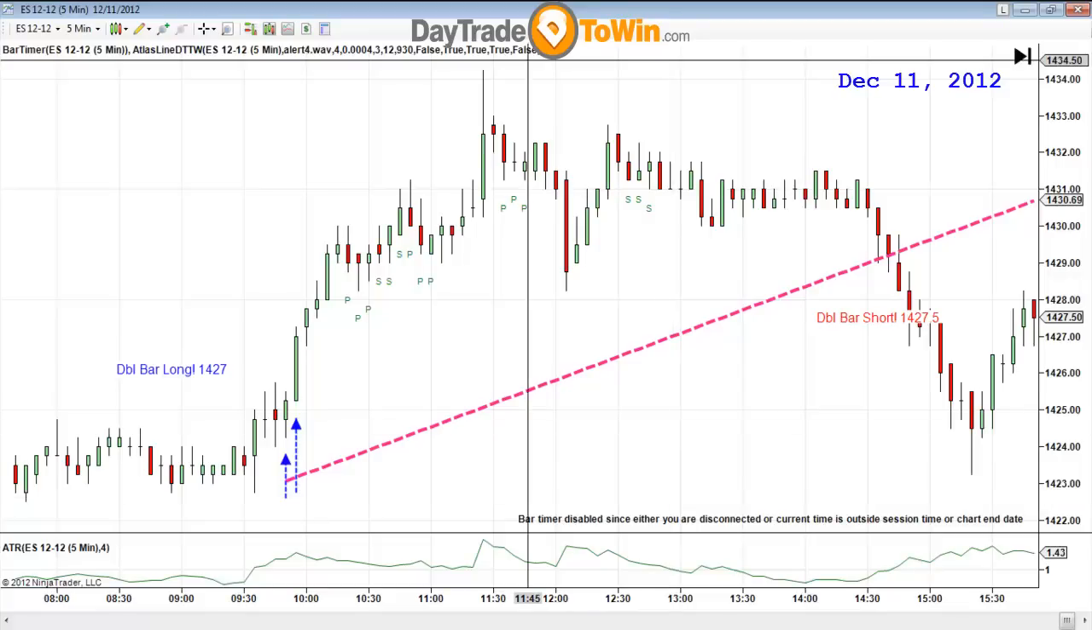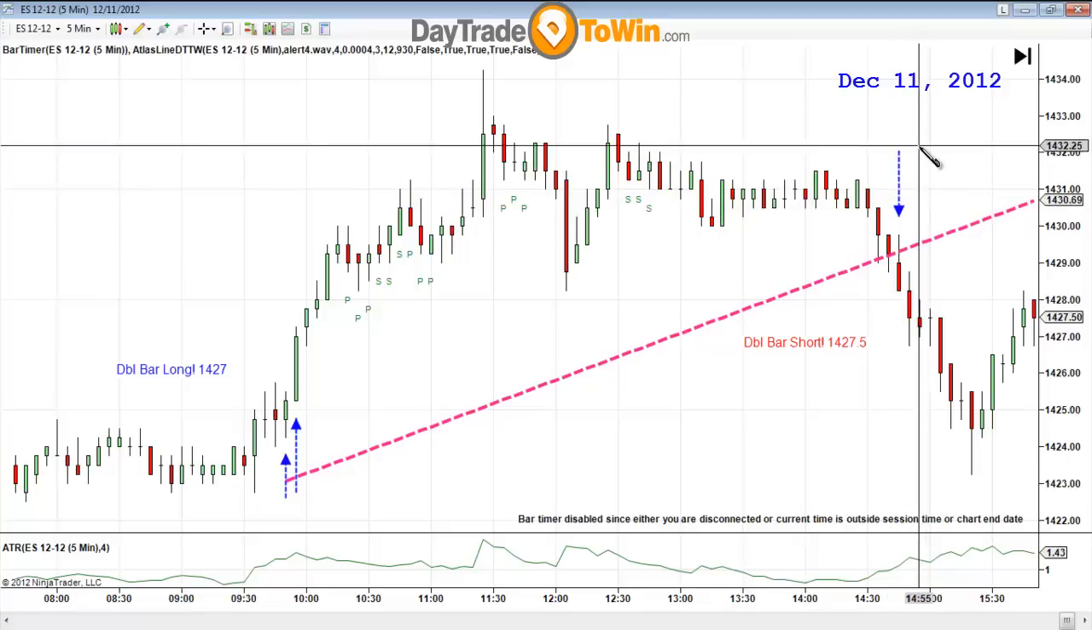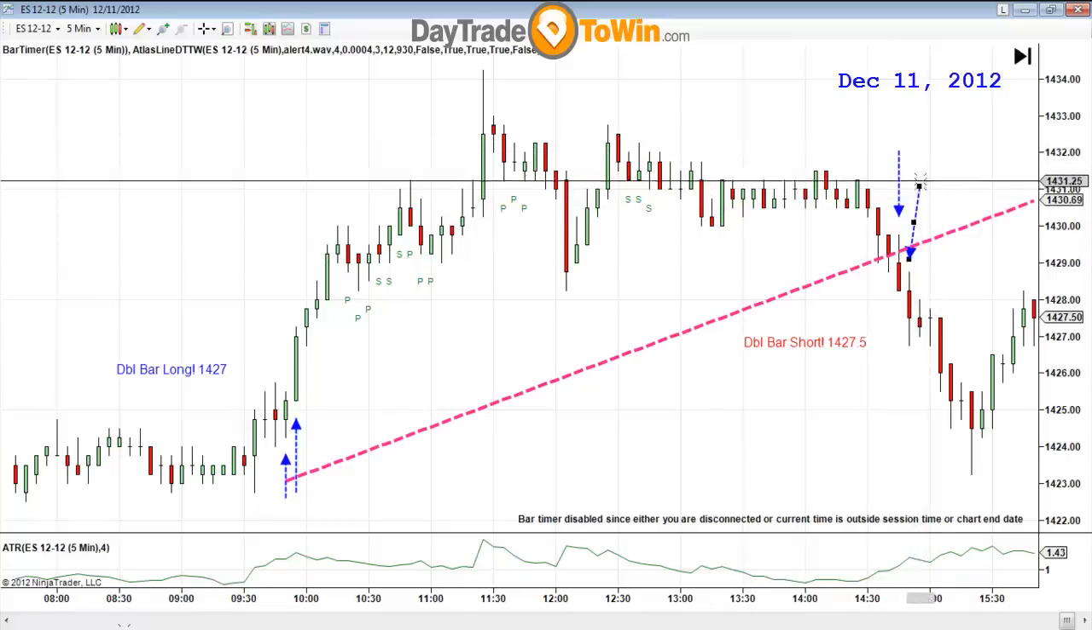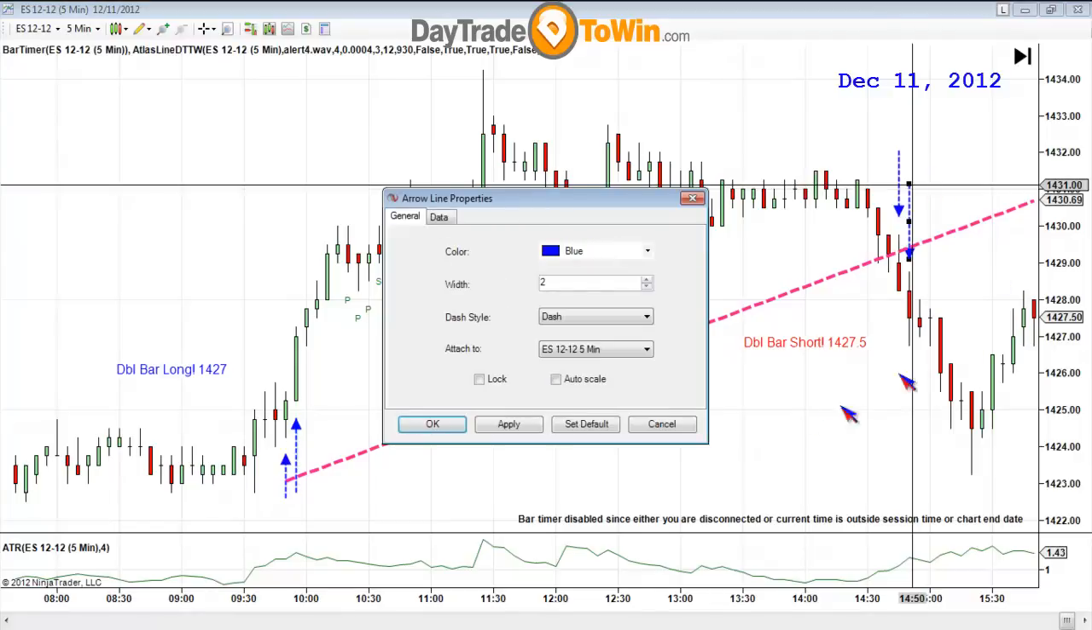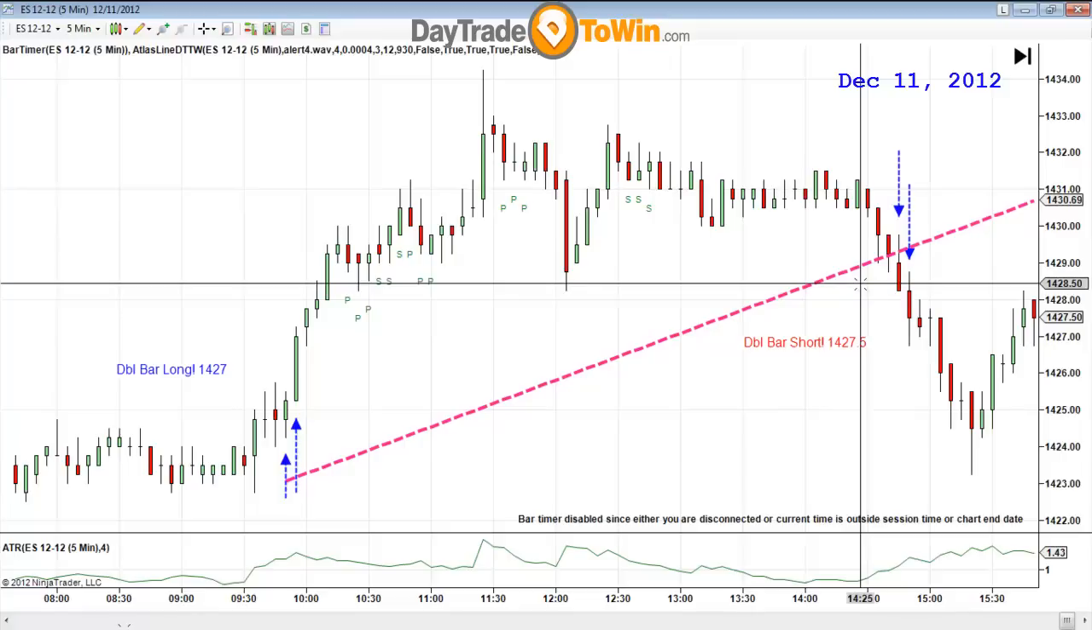The same thing with the short here. The short is two consecutive bars that close below the Atlas line. They don't have to be two red bars. They don't have to be two green bars. They don't have to be one red, one green. All they have to be are two consecutive closes, either above or below.